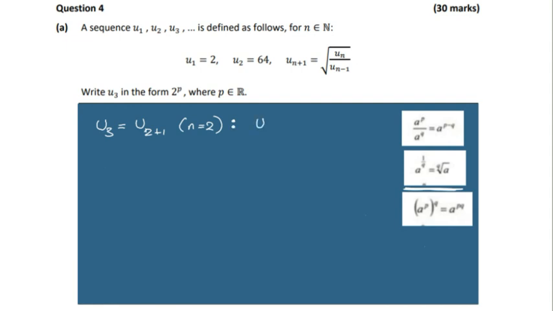So u_(2+1) is equal to u3, which is equal to u2 over u_(2-1), which is u1. Let's write that in there. So let's place everything together. So u3 is equal to the square root of u2 over u1. Let's look up above, and we can see it's 64, and u1 then is 2. So 64 over 2. Okay, so we have root 32.